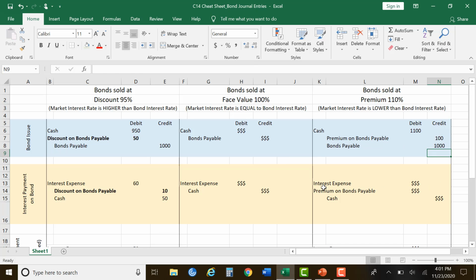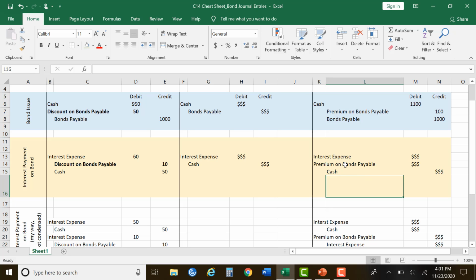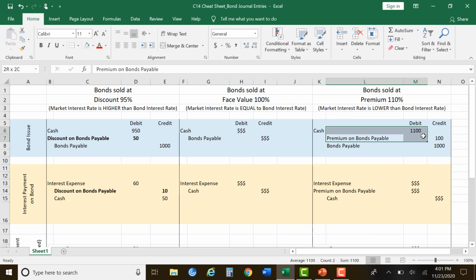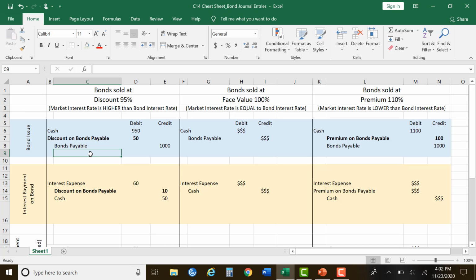So then the journal entry looks, we still have to take care of this premium. In this case, it's a gain. It's not a loss like a discount. This is a gain. So the loss on a discount added to our interest expense. It made the cost of the loan higher. A premium does the opposite. It makes the interest on our loan actually go down.